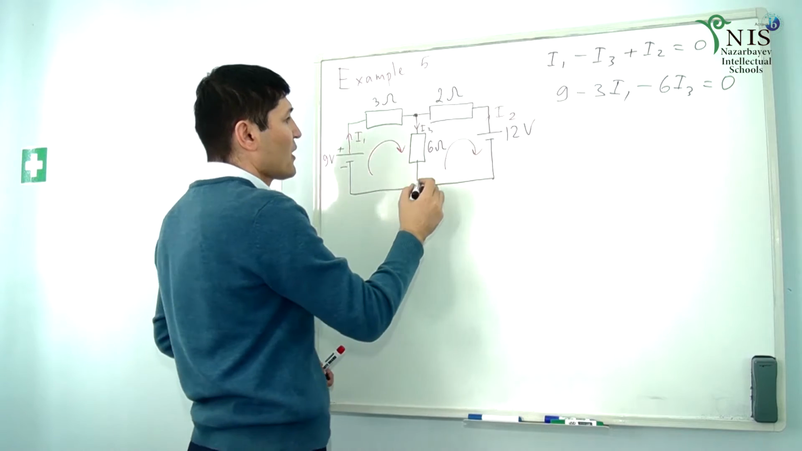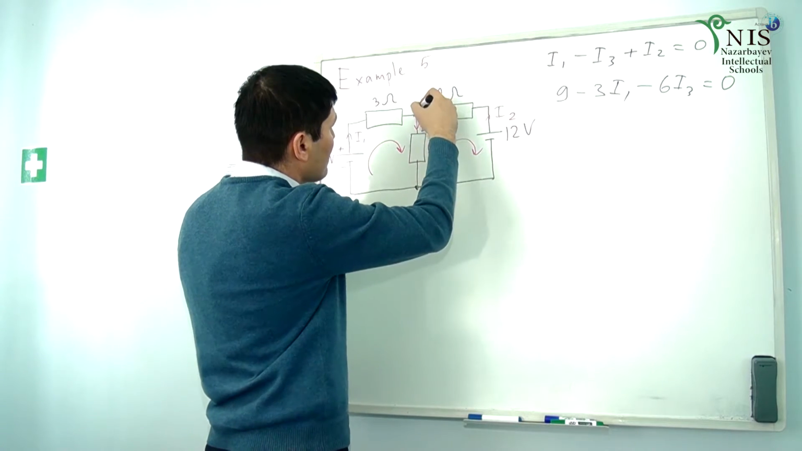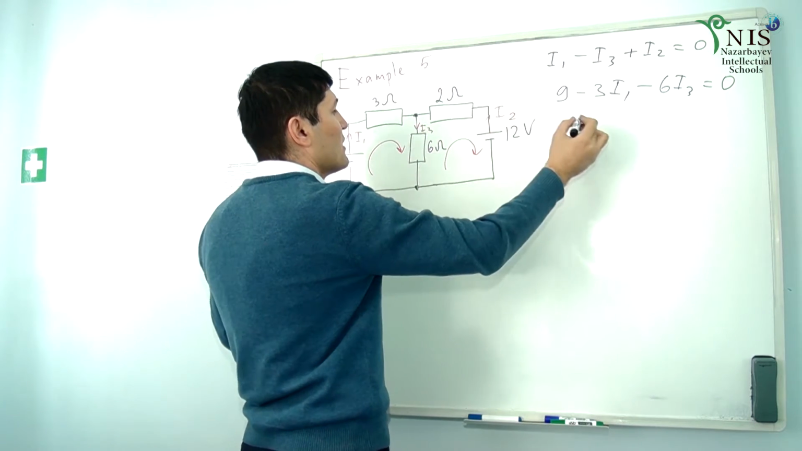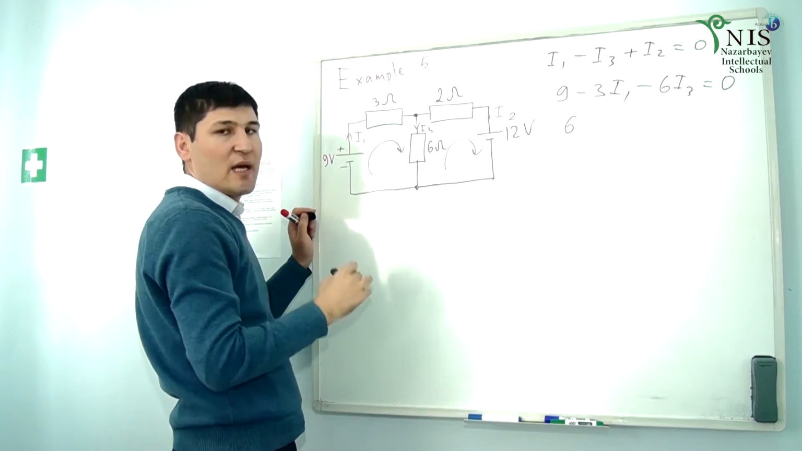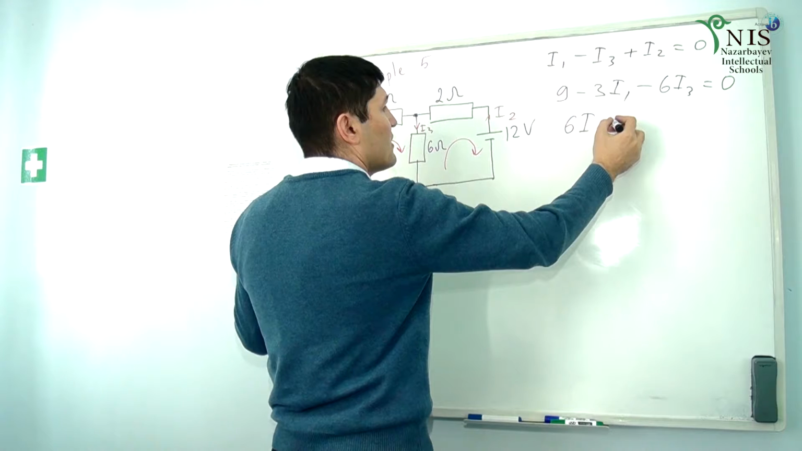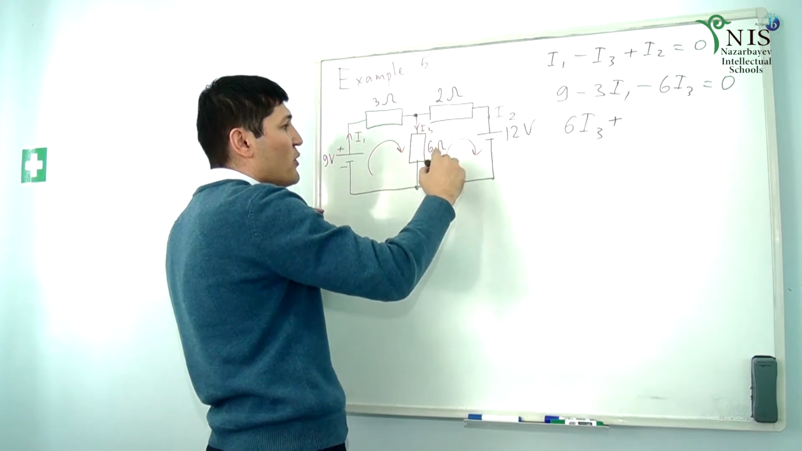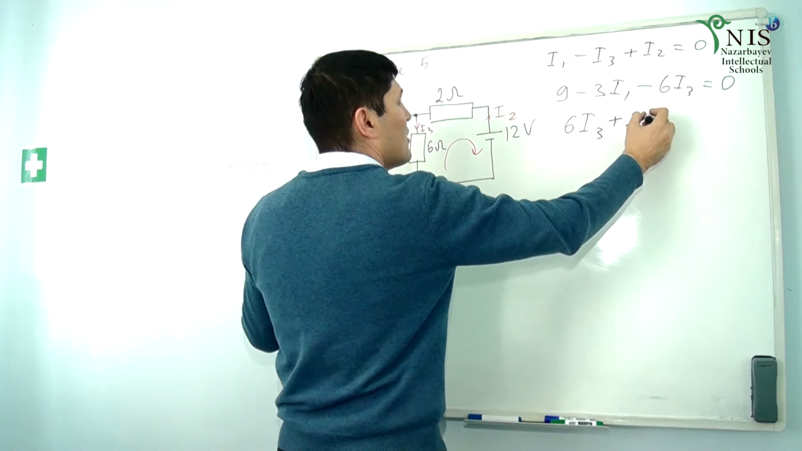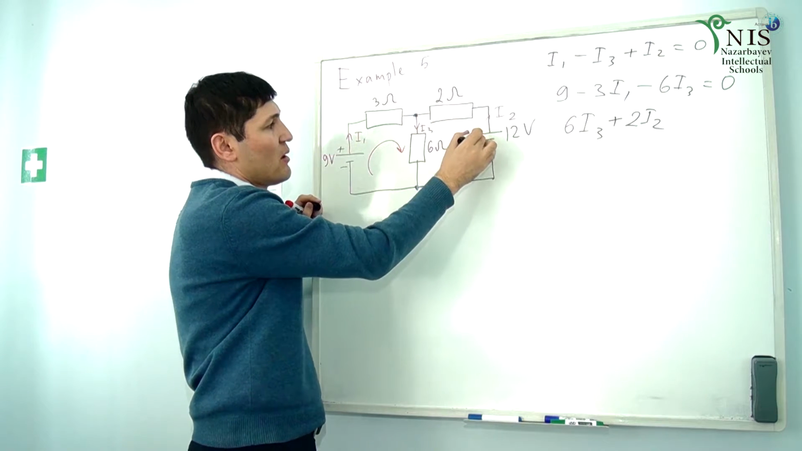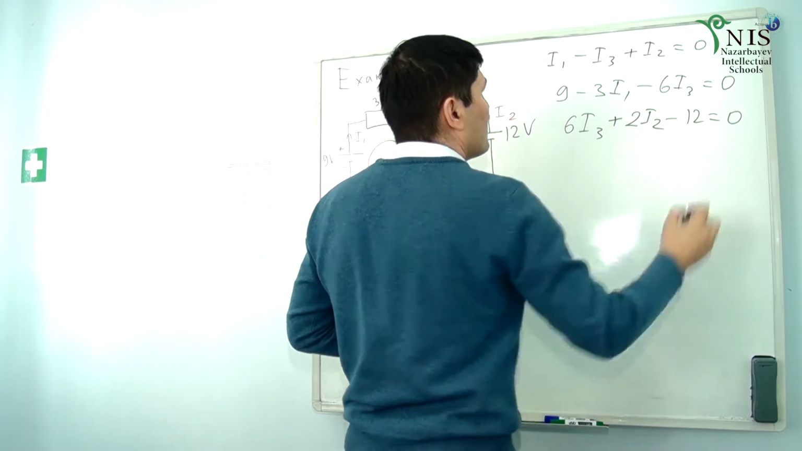For the second loop, looking from this side, current flows downwards, meaning potential here is greater than here. That's why this part is positive 6I3, resistor times current, which is voltage. Here we have plus again, because the potential drops to the left but we are looking from left to right, so it's positive 2I2. And here we have a positive terminal and a negative terminal. Going from positive to negative is decreasing, therefore it's negative 12, equals 0.